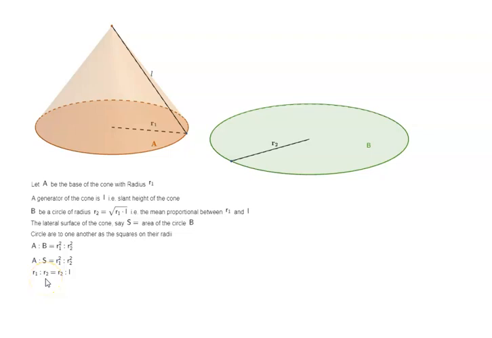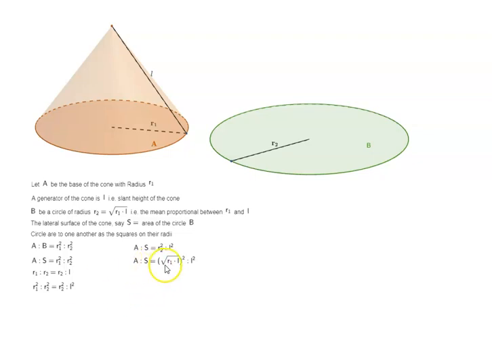R1 is to R2 is equal to R2 is to L. Why? Because R2 is the mean proportional between R1 and L. Squaring both the sides, we get R1 square is to R2 square is equal to R2 square is to L square. So A is to S is equal to R2 square is to L square. R2 is equal to the square root of R1 times L. So let's do the substitution.